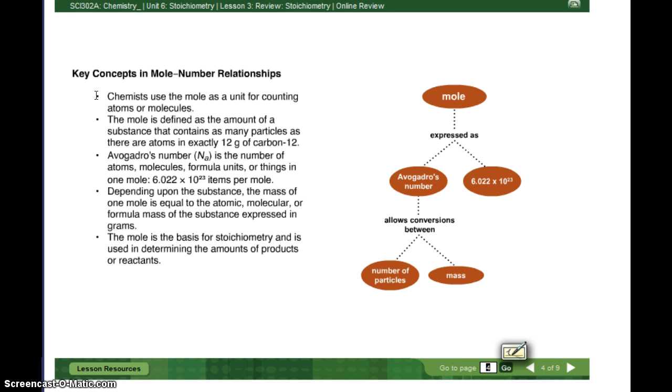Chemists use the mole as a unit for counting atoms or molecules. The mole is defined as the amount of a substance that contains as many particles as there are atoms in exactly 12 grams of carbon-12. Avogadro's number, or N sub A, is the number of atoms, molecules, formula units, or things in 1 mole. And again, 6.022 times 10 to the 23rd items of anything per mole.